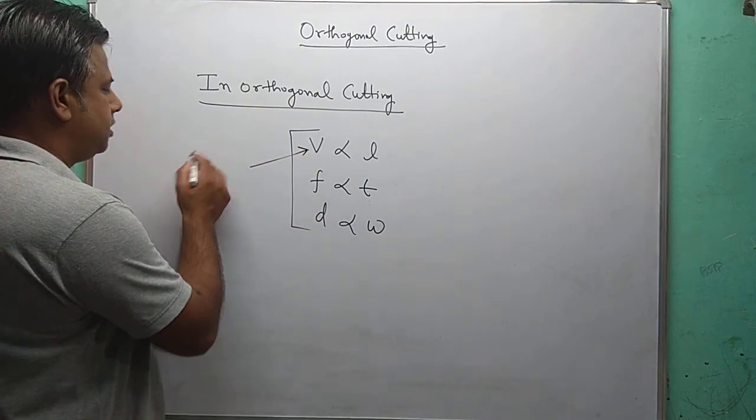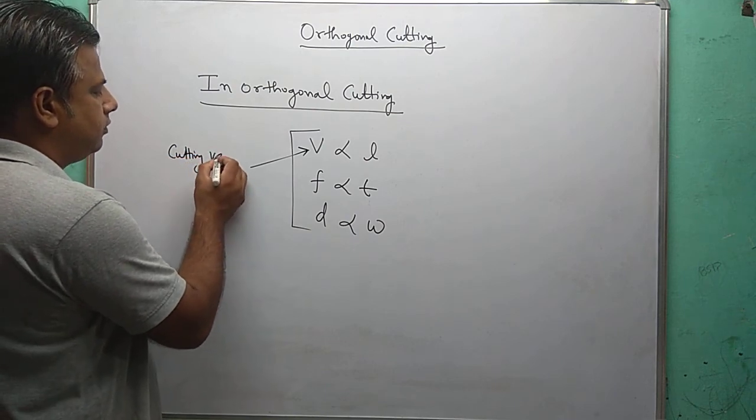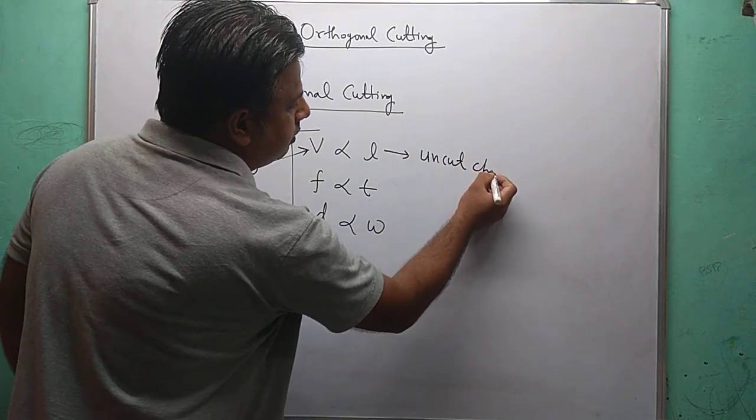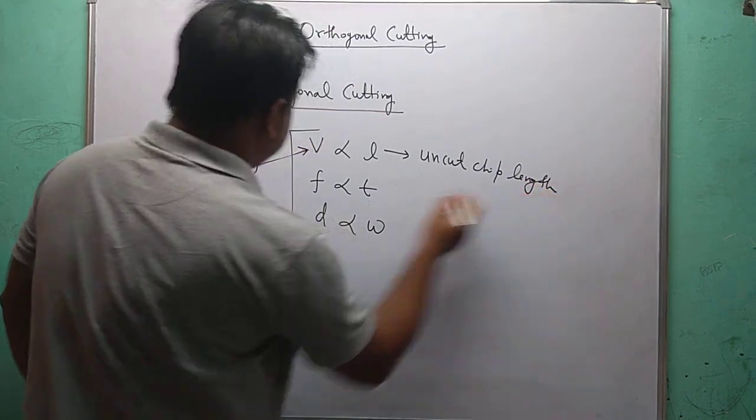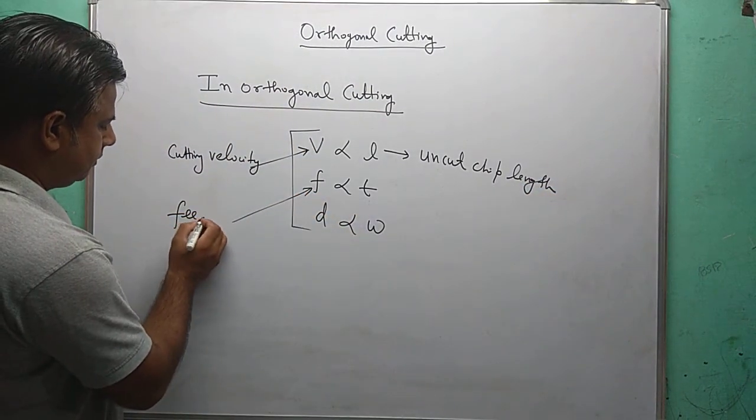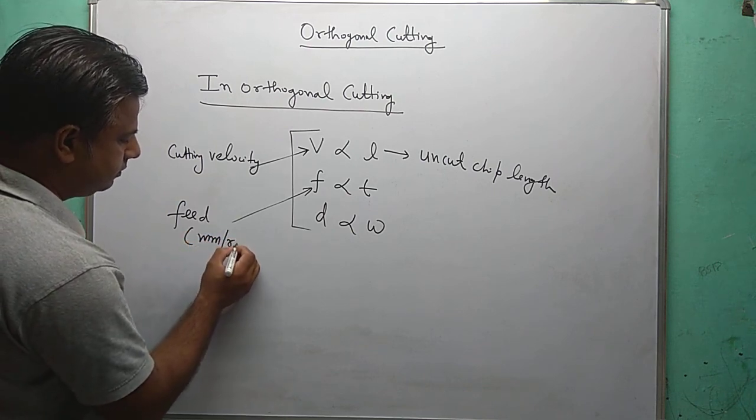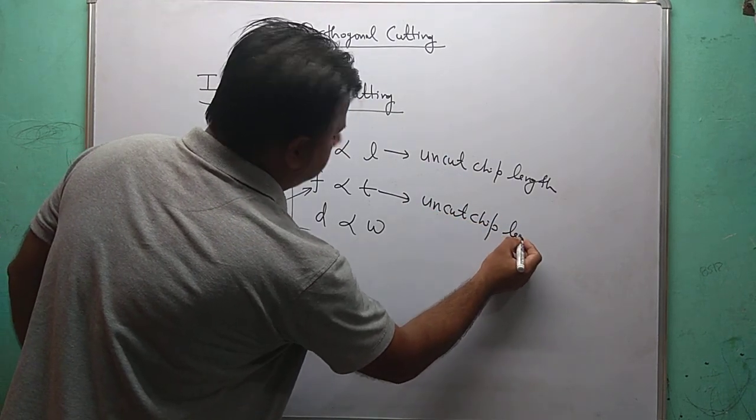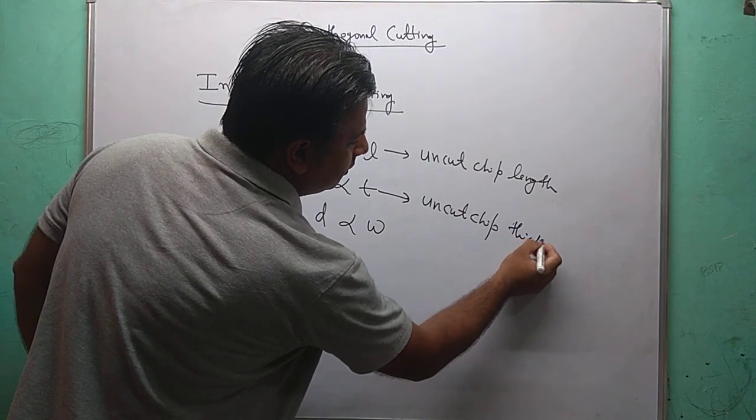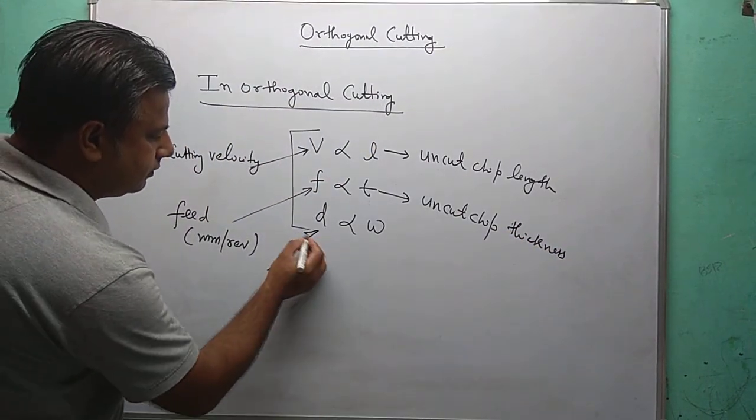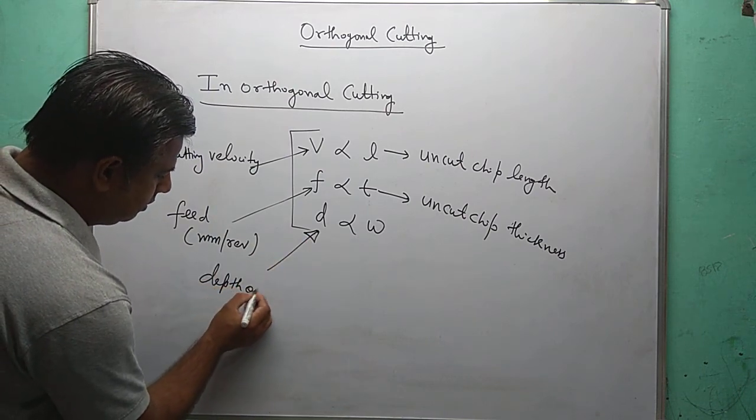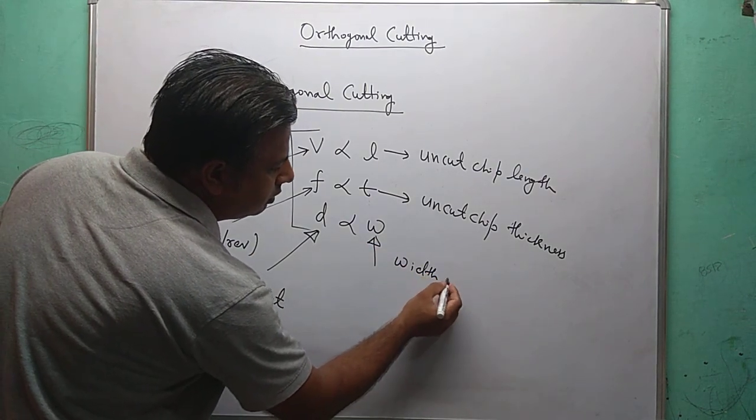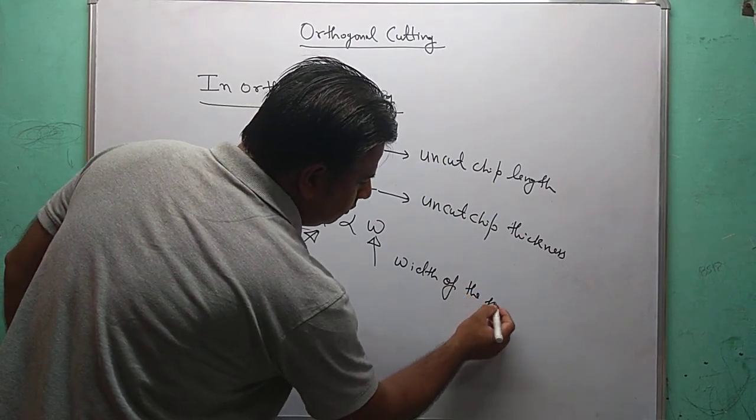Here V is the cutting velocity, L is your uncut chip length, F is your feed in mm per revolution, T is your uncut chip thickness, D is your depth of cut, and W is your width of the job.